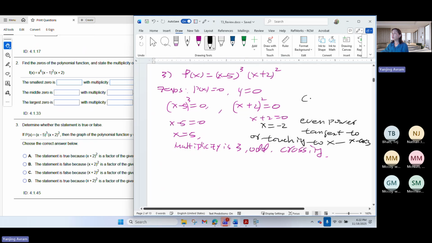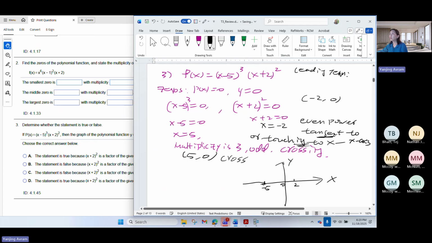Okay? All right, so we have y equal to 0, so -2 and 0. This one will be 5 and 0, right? Because y equal to 0. And then this one will be tangent or touching to the x-axis. Okay? This one will cross. So if I want to make a sketch for this one, how do I make a sketch? I have a -2 right here. I have a 5 right here. And then this leading term, look at this leading term, okay? Leading term here, this will be x to the cube, and then this is multiplied by x squared. So this will be x to the 5. X to the 5 is an odd power. All right, so we are going to two different directions, like the one we just had earlier.